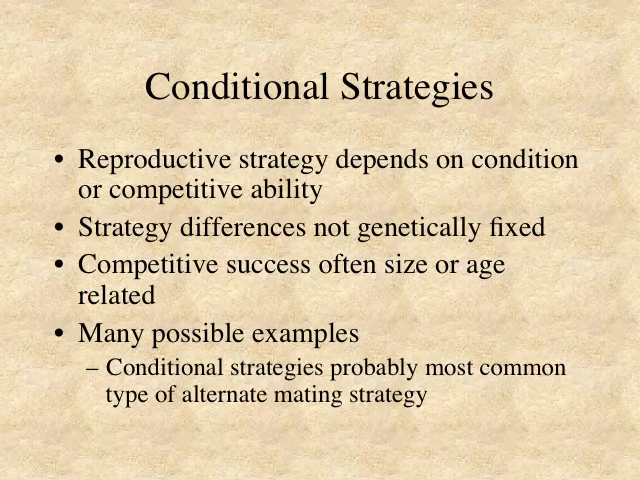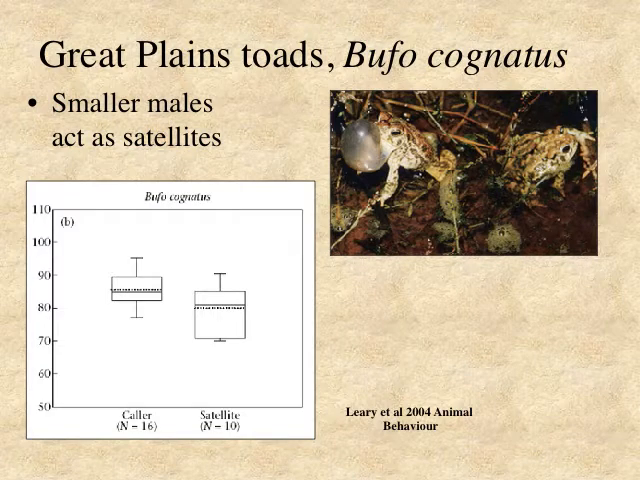The conditional strategies, again, the reproductive strategy depends on the condition or competitive ability. They're not genetically fixed. It's often related to size or age, this kind of competitive ability, because that reflects the likelihood of winning fights, for example, or resource holding potential. Lots of possible examples of this. We talked about the dung beetles already. In fact, conditional strategies are probably much more common than ESS strategies in nature.